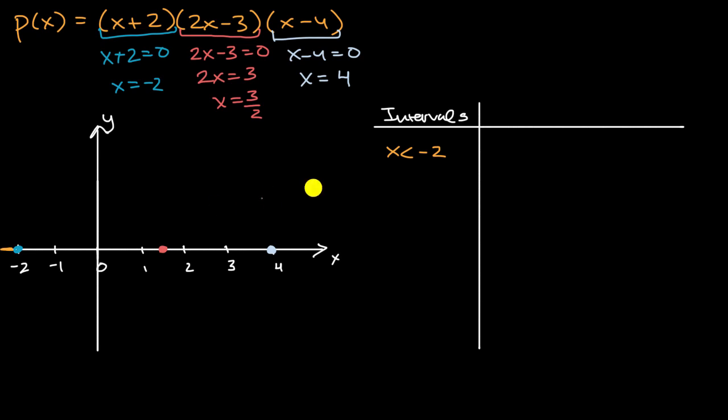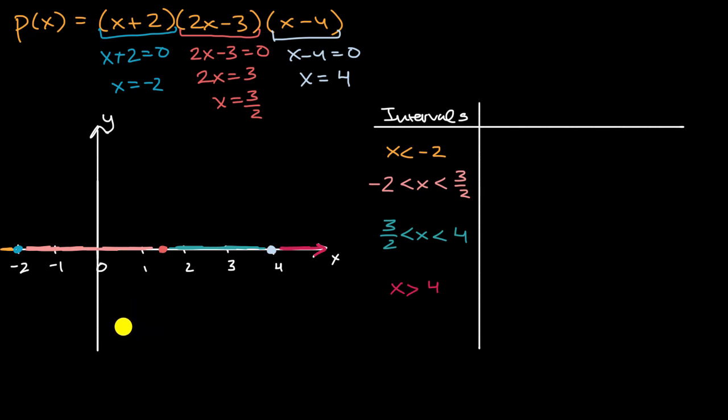We could have an interval where x is between negative 2 and 3 halves. So negative 2 is less than x is less than positive 3 halves. That would be this interval right over here. You have the interval, I'm trying to use all my colors, between 3 halves and 4, this interval here. So that would be 3 halves is less than x is less than 4. And then last but not least, you have the interval where x is greater than 4. That interval right over there. So x is greater than 4.